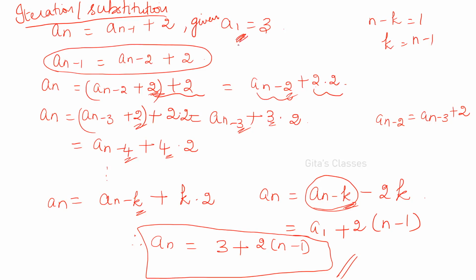Here, a1 is given, so we want to make this n minus k as 1. So, substitute n minus k is equal to 1. According to the given value, you should be able to write. From this, you find the value of k. K is equal to n minus 1. So this k will become n minus 1. And you know that it is a1 plus 2 into n minus 1. a1 is 3, given, so just substitute.